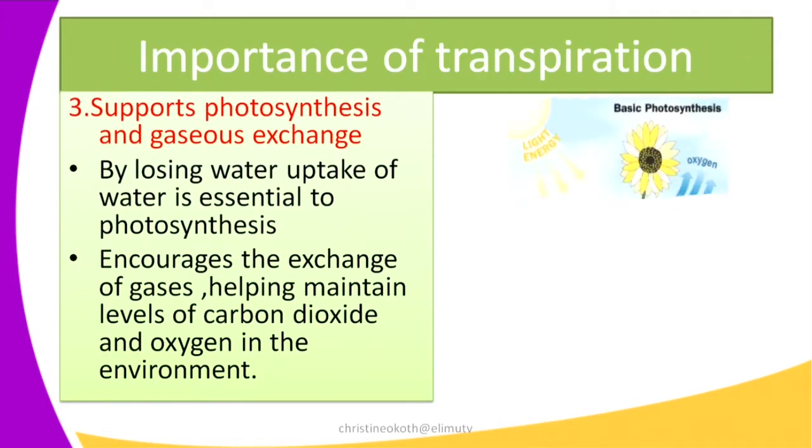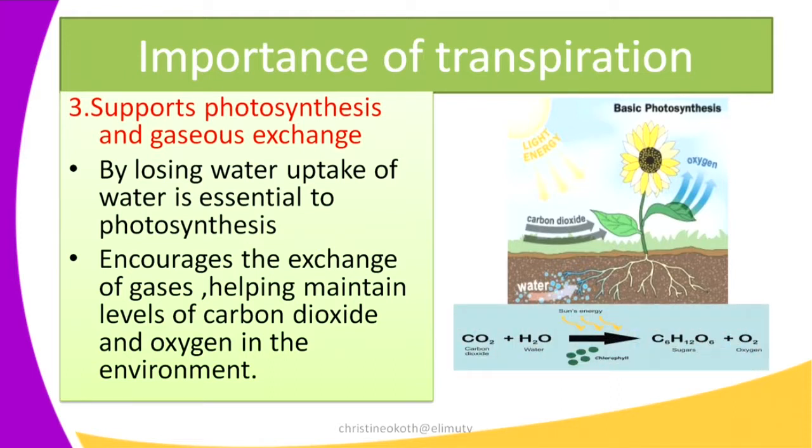Another importance of transpiration is that it supports photosynthesis and gaseous exchange. By losing water, uptake of water is essential for the process of photosynthesis. As we have discussed earlier, photosynthesis is the making of food using light, and the raw materials of photosynthesis are carbon dioxide and water. So when water is lost through transpiration, there is a need for it to be replaced by the xylem vessels. This will create a balance so that there's also water being taken up for the process of photosynthesis, so that we can get the products, which are sugars, that is the carbohydrates, and oxygen.